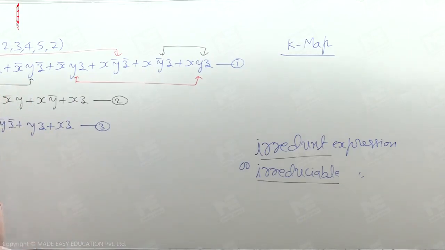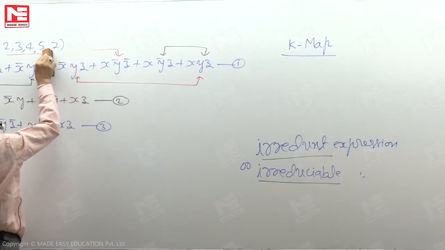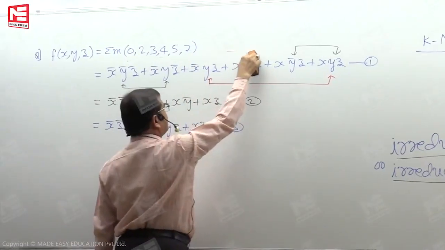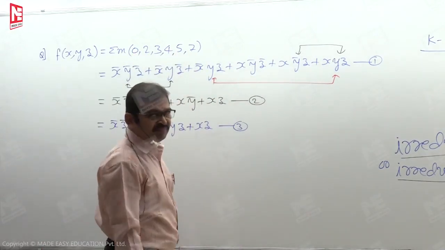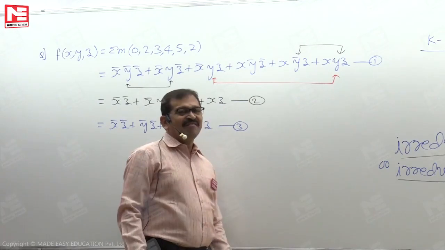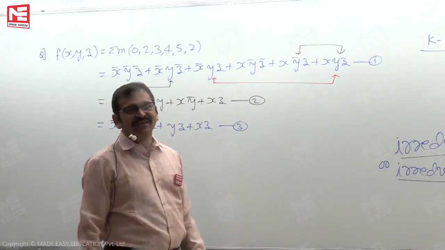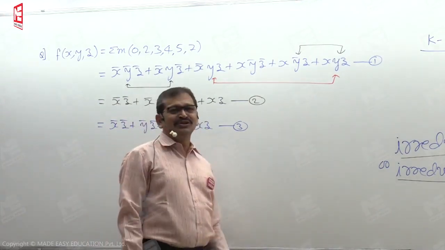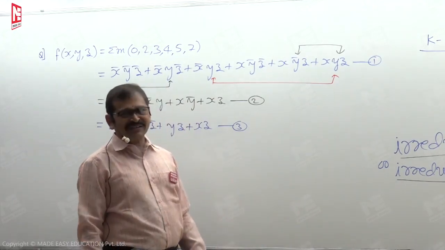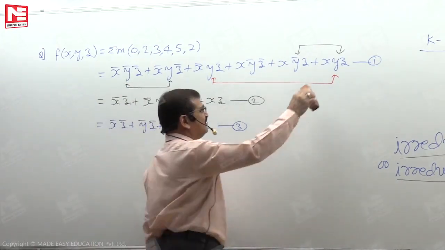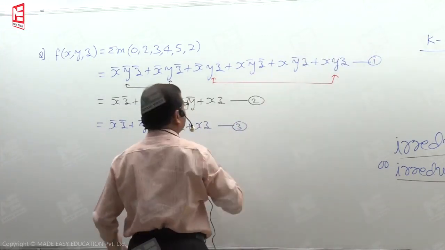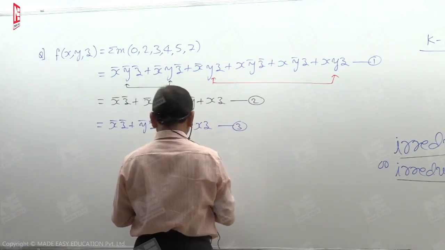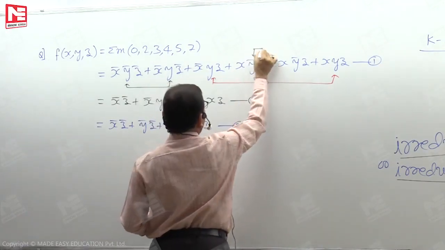Suppose we regroup further like this: let us group the first two terms. We are doing this problem for a specific purpose: to understand what difficulties we have in reading the simplified expressions using Boolean algebra properties. So let us group the first two terms, the third and last term, and the fourth and fifth term.